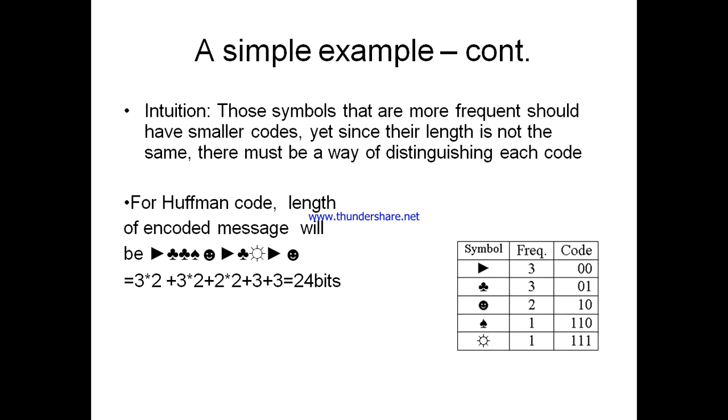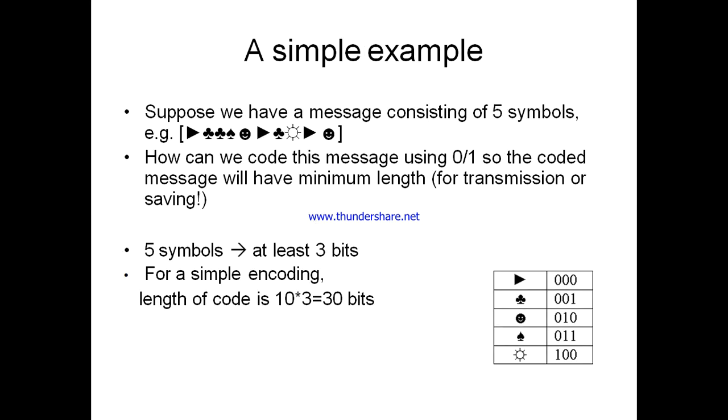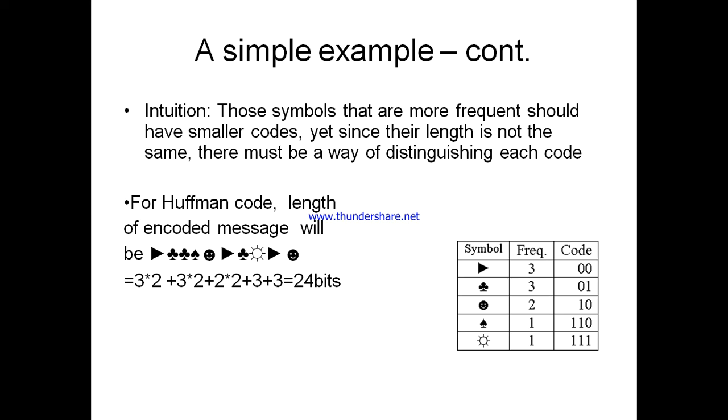The intuition is that symbols that are more frequent should have smaller codes, since we will be using them often and the storage used would be high. Suppose these three symbols are being used often, then I can store those symbols using a smaller number of bits. In the first case it was 30. Now, for the frequently used symbols I am reducing the number of bits, and as a result we have obtained 24 bits.